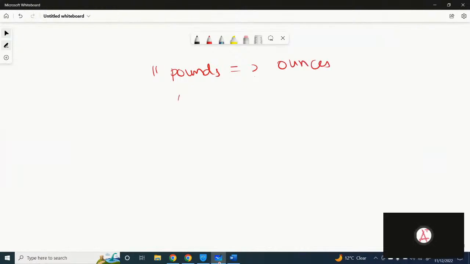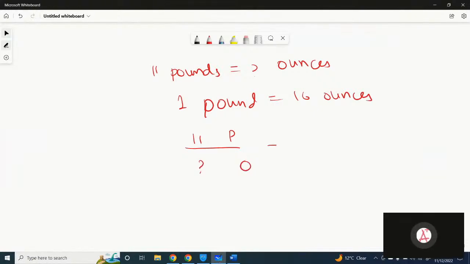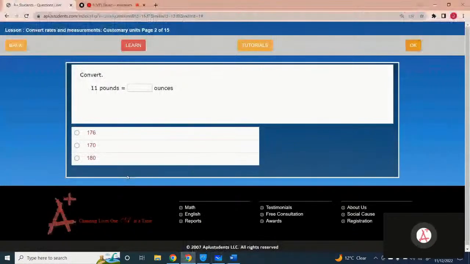We know that 1 pound equals 16 ounces. So you have to do 11 pounds over how many ounces, and 1 pound equals 16 ounces. Got it? So you have to do 1 times 11 and 16 times 11. So 1 times 11 makes 11 and 16 times 11 makes 176 ounces. Got it? You need to do 11 times 16 and it makes 176 ounces.